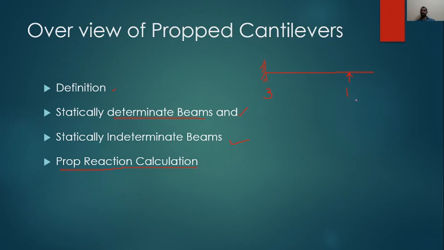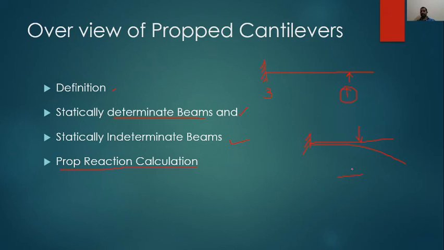Whereas we have only three equilibrium equations. So one extra equation is required to calculate all the unknowns, and that is obtained from slope and deflection equations. So here, particularly for prop reaction, with external loading alone without a prop, we are going to calculate the downward deflection at the prop.